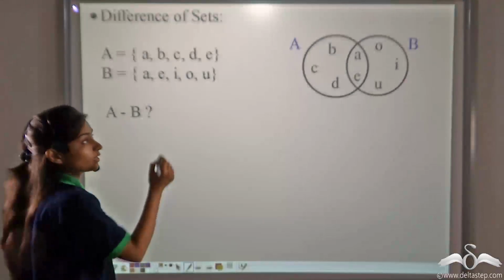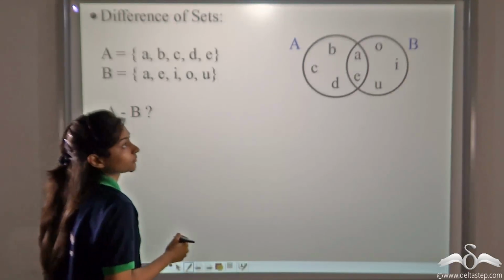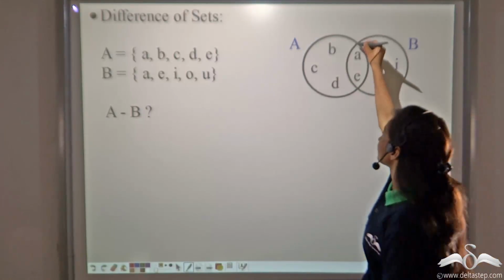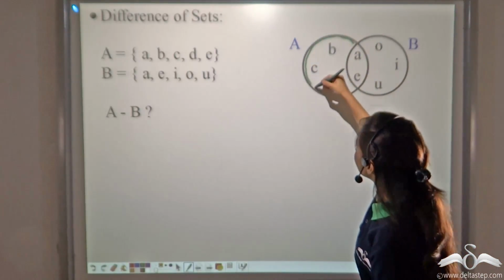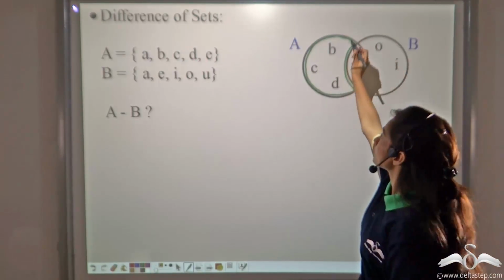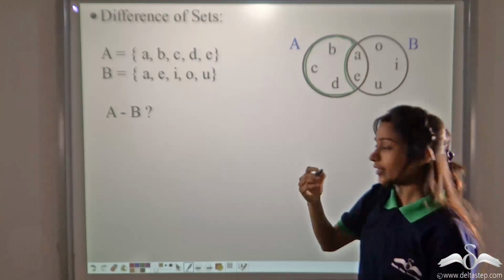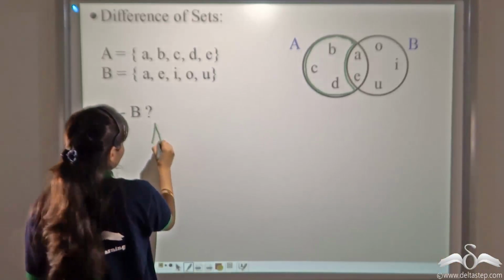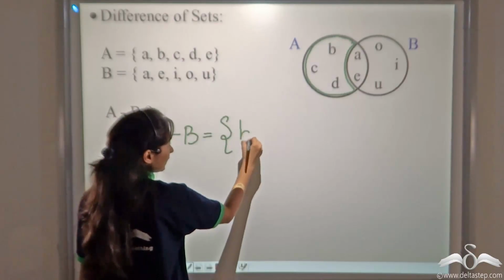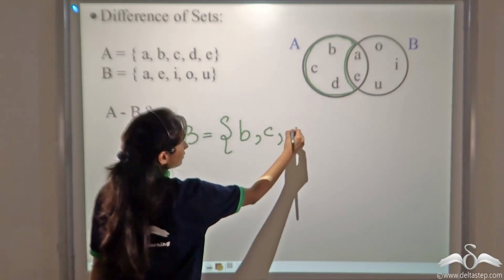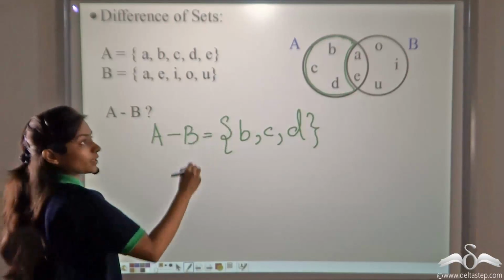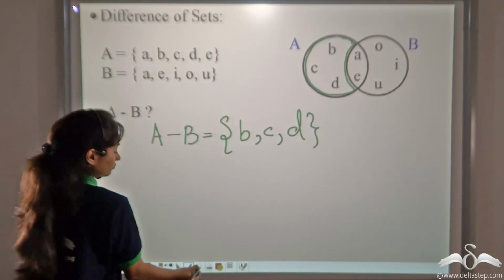Well, let's look at the Venn diagram and solve it. What did I tell you? Which part shows us A minus B? This part, leaving the intersection part. So this is A minus B. Write it down. B, C and D. These elements are present in A but not present in B.